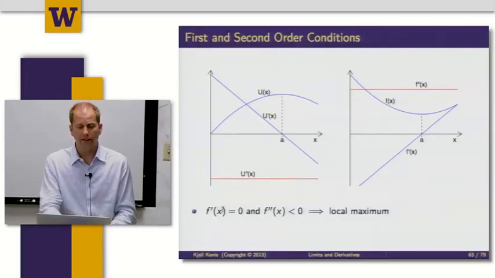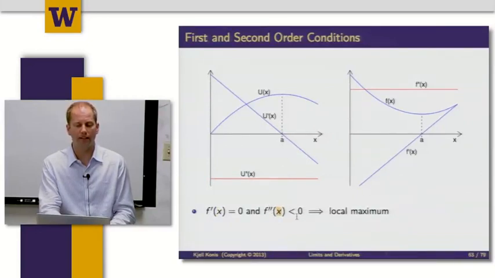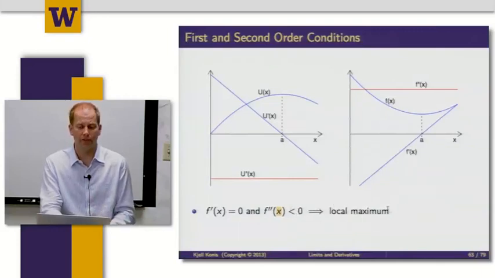And so if f prime of x equals 0, so I have a critical point at a here, and I evaluate f double prime at a as well, so if I look at a and go down to f double prime, and that's less than 0, then that corresponds to a local maximum. So that allows me to classify this critical point as a maximum.